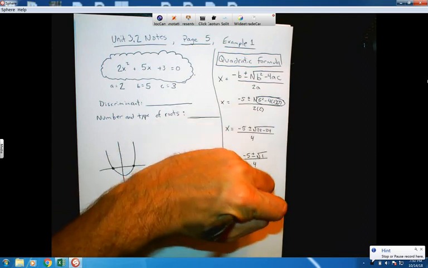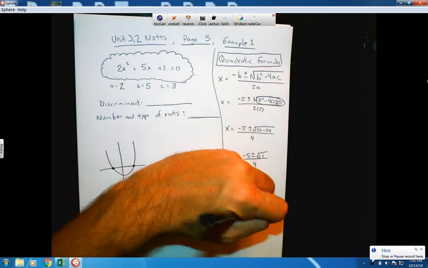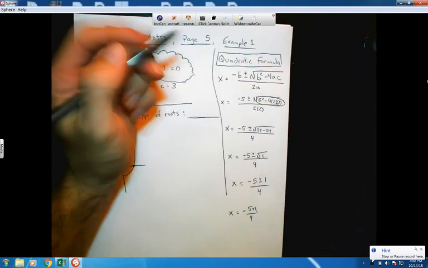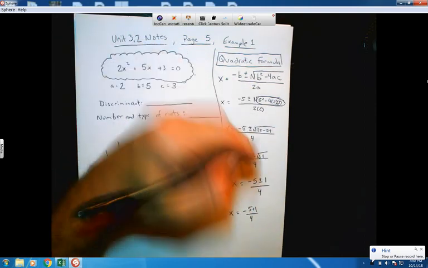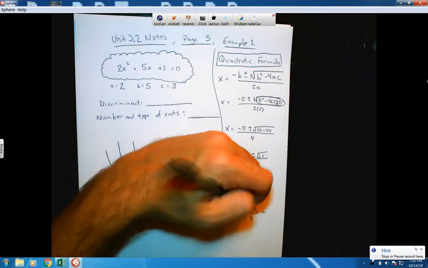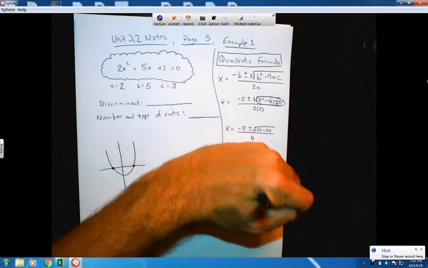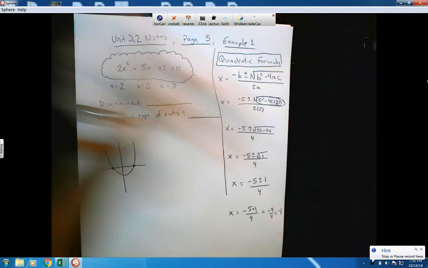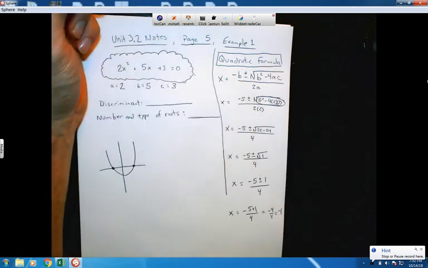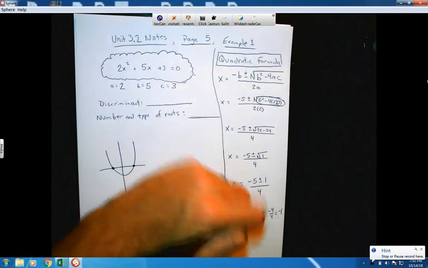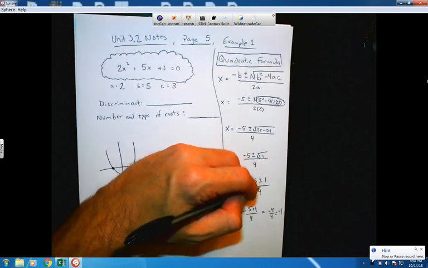So we'll go negative 5 plus 1 divided by 4, and let's see what we get there. Negative 5 plus 1 is negative 4. Negative 4 divided by 4 is negative 1. It hits the ground at negative 1.